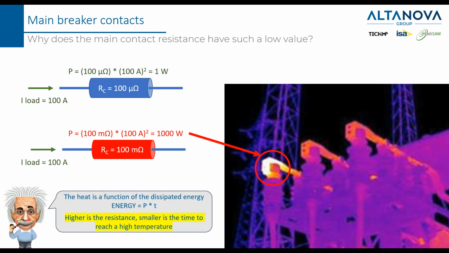But Albert is now here to remind us that the power itself is not producing heat. What is producing heat is the energy dissipated. So we have to multiply the power by the time, because the power can be very high, but if it is applied for zero time, then there is no heat dissipated. But what is important to keep in mind is that the higher the resistance, the smaller the time to reach a very high temperature.